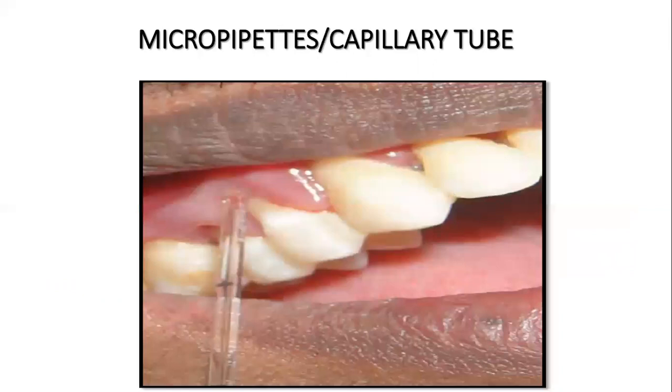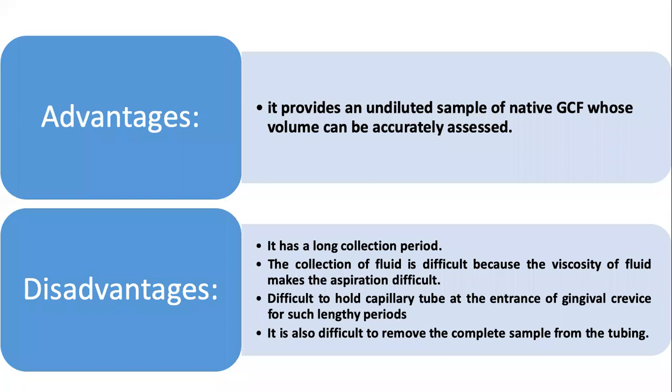Next method is micropipettes. Usually they collect gingival crevicular fluid by the force of capillarity. You can see this is a micropipette. We have introduced it within the sulcus, and by the capillary action, the fluid will be collected, and this fluid is later centrifuged and analyzed. Advantages: it provides an undiluted sample of native GCF. We'll be talking about the diluted sample as well.